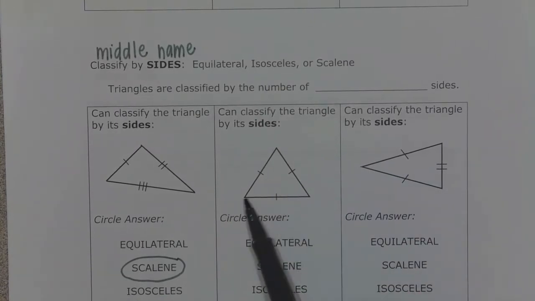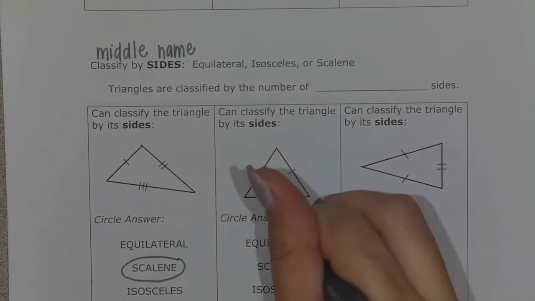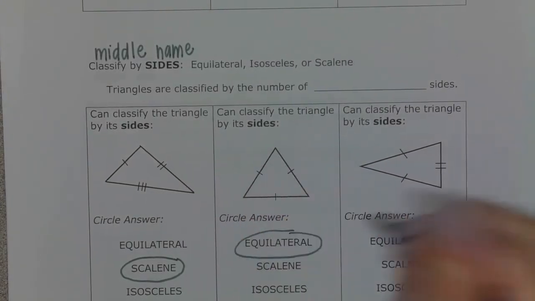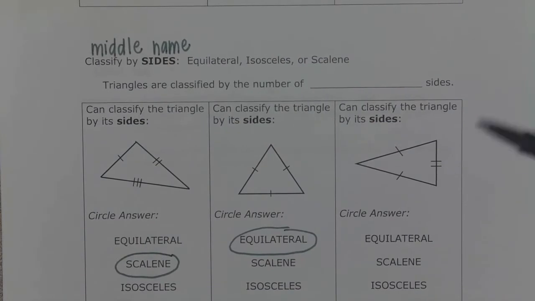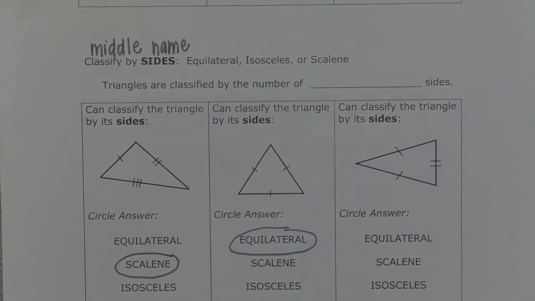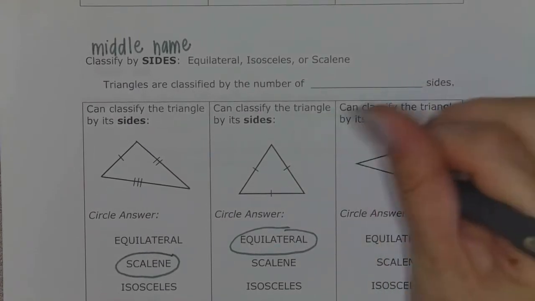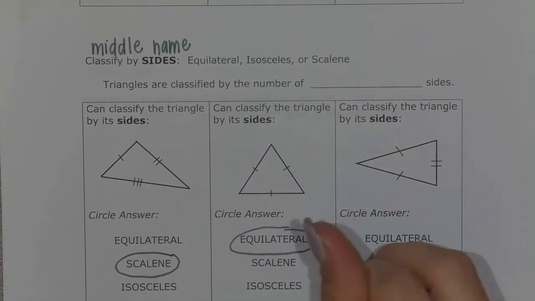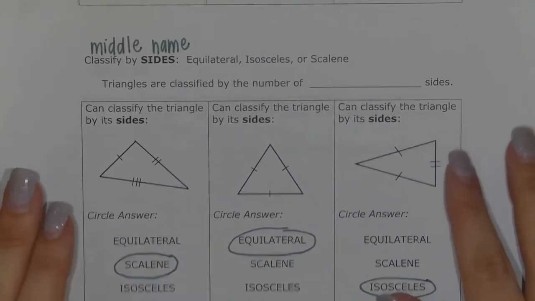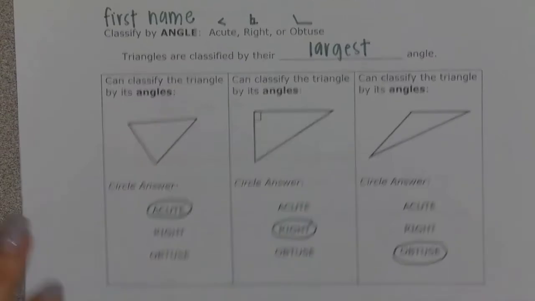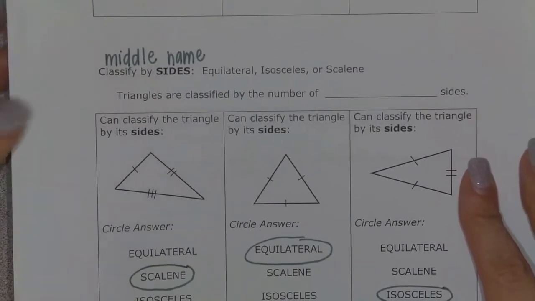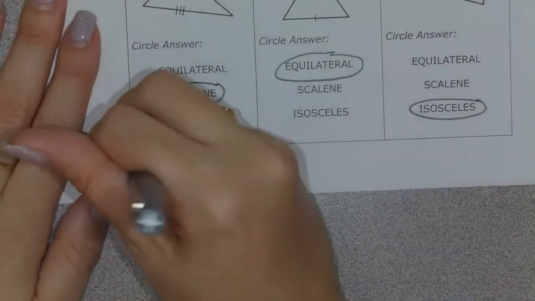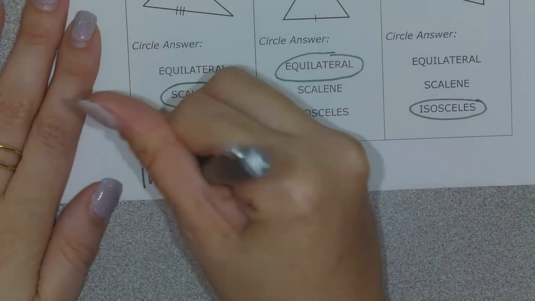This middle one, I see that each side has one tick mark in it, meaning all sides are equal. So this is an equilateral triangle. And then this one right here, I see that this side has two tick marks in it, but both of these only have one tick mark in it, meaning that two sides are the same. One side is different. So this is an isosceles triangle. So first name is the angle, middle name is the sides. The last name of any triangle is just triangle.